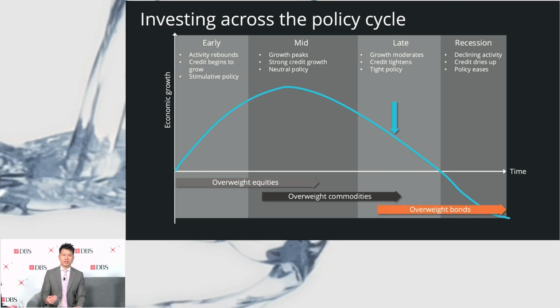So if I were to bring your attention back to 2020, that was the environment that we were in. And back then, I think Wei Fuk was calling for an overweight in equities because it is precisely the part of the cycle where equities would do pretty well. And as time would show, that was really the best time to be engaged with the equity markets. Right, and then we come towards the mid-cycle where growth starts to peak. Credit growth is still quite strong.